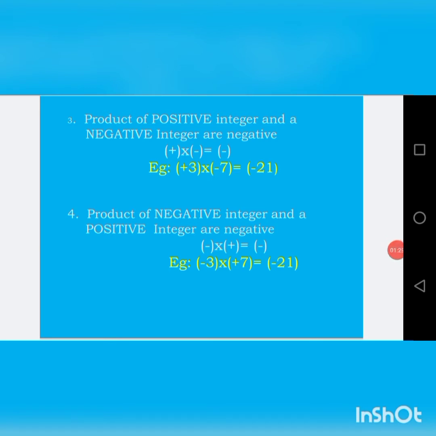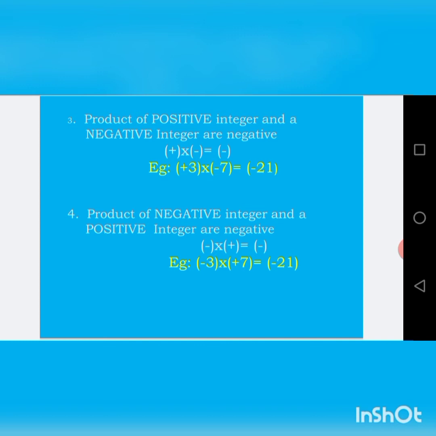Third rule, the product of a positive integer and a negative integer is negative. That is, different signs will give negative as the answer. Plus into minus is equal to minus. Both are different signs, so we will get minus as the answer. Example, plus 3 into minus 7 is equal to minus 21.